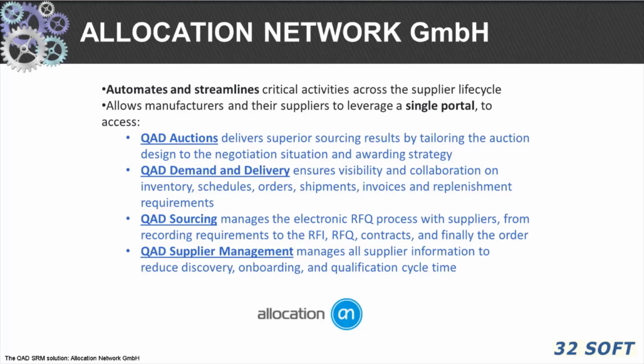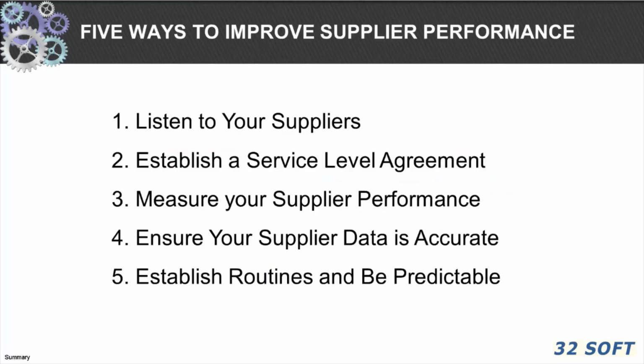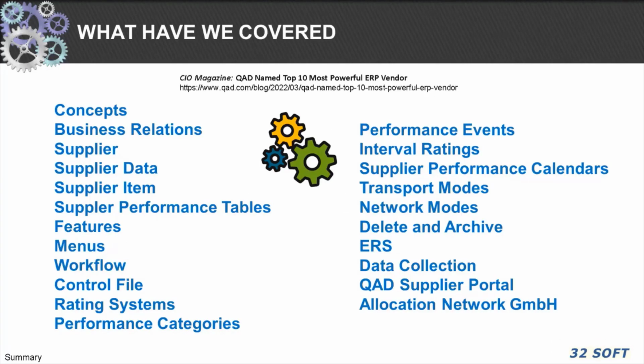There are 5 basic ways to improve supplier performance. Listen to your supplier. Establish service level agreements. Measure the supplier performance. This is what we covered today. Ensure your supplier data is accurate. Discipline, discipline, discipline, and establish routines and be predictable, be consistent. Having a solid, reliable supplier is probably one of the first requirements for success in the supply chain.